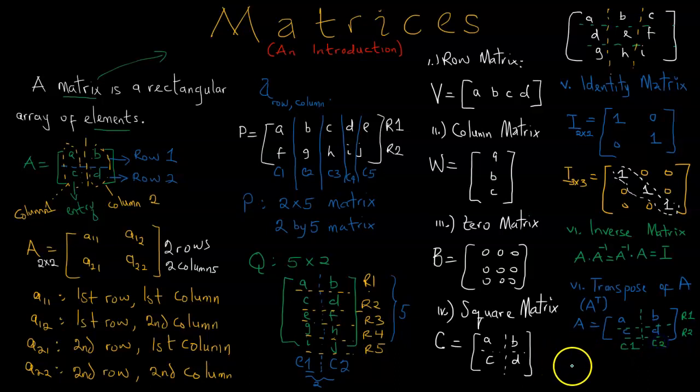So the transpose of this matrix is just going to be A, B, then C, D. So it's evident that the elements in the first row now occupy the first column, while the elements in the second row now occupy the second column. That's the transpose of a matrix.